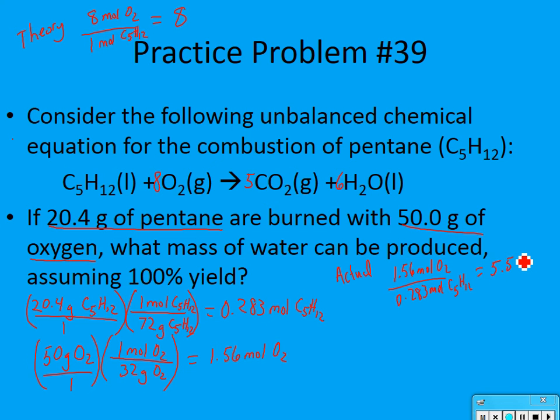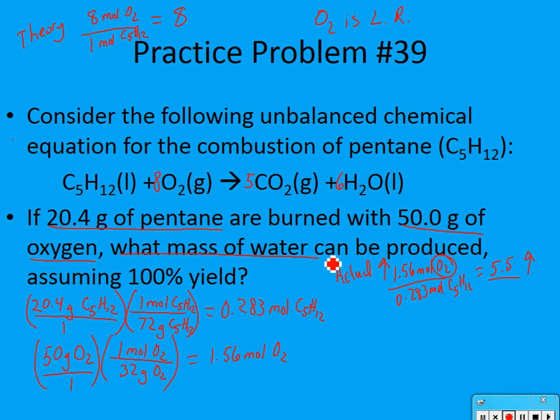Now this is where you got to ask yourself, okay? This mole ratio is too small. What is making this mole ratio too small? What would happen if this number got bigger, guys? This number would get bigger as well. So we need more of what? O2. So O2 is the limiting reactant. Okay? But it says, what mass of water can be produced, assuming 100% yield? So if all of the oxygen gets reacted, how much mass of water can be produced?